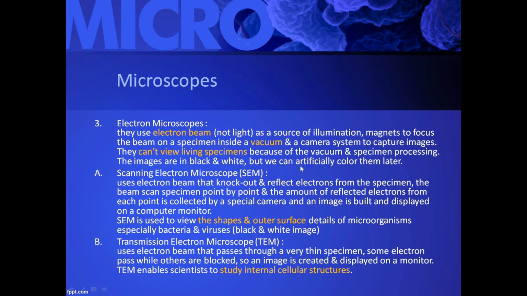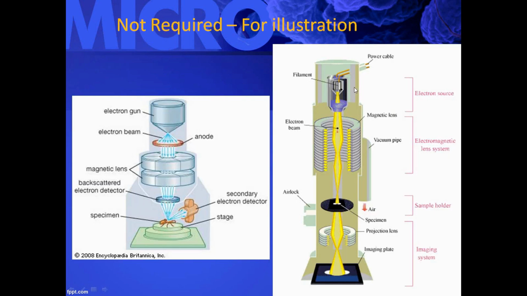Okay, so moving on to the transmission electron microscope. It uses a similar strategy. We have the electron gun at the top, producing an electron beam that can pass through the specimen. Some of the electrons pass and some of them get blocked. Those that pass get focused on the imaging plate and produce an image of that specimen. So instead of reflecting off the specimen, they pass through it. This is the transmission electron microscope mechanism.